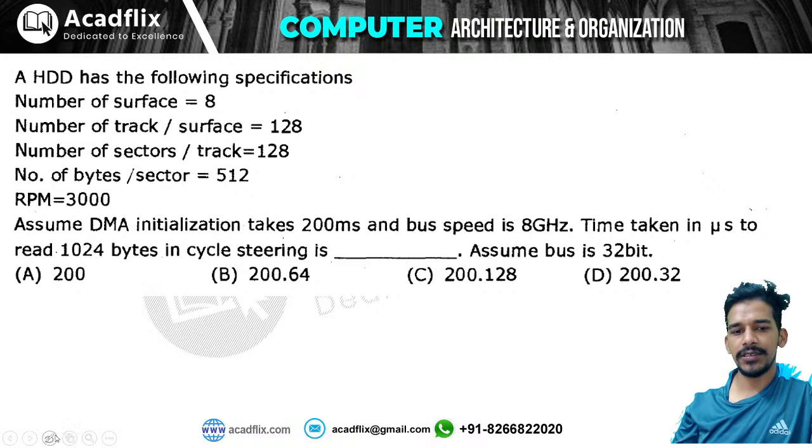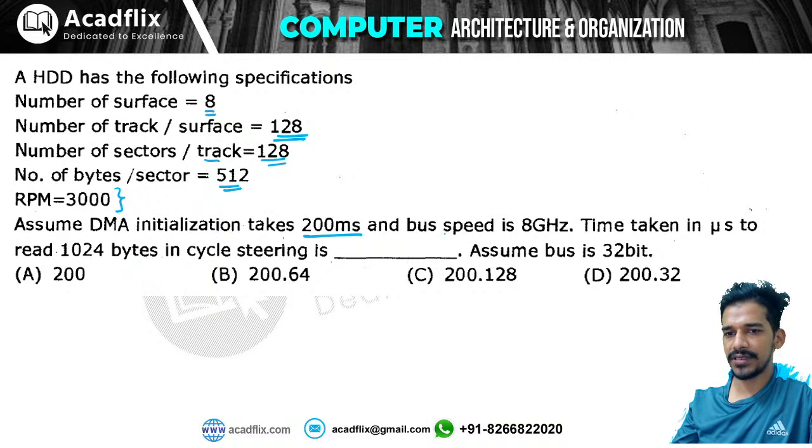Then the next question is on DMA. A hard disk has the following specification: number of surfaces is 8, number of tracks per surface is 128, number of sectors per track is 128, number of bytes per sector is 512, rotation speed is 3000 rotations per minute. Assume DMA initiation takes 200 milliseconds and the bus speed is 8 gigahertz. Then the time taken in microseconds to read 1024 bytes in cycle stealing mode. Okay, this is cycle stealing mode.